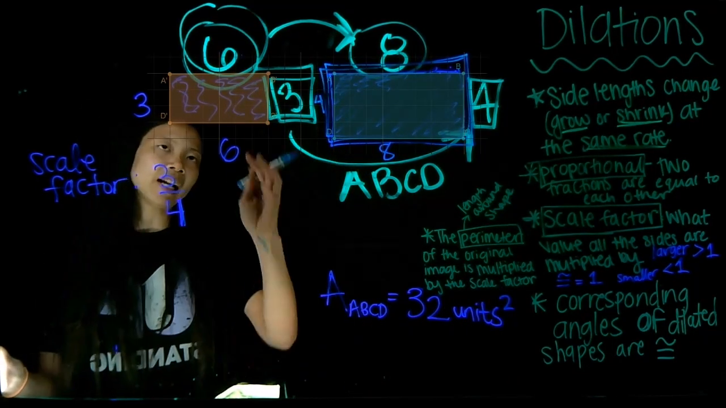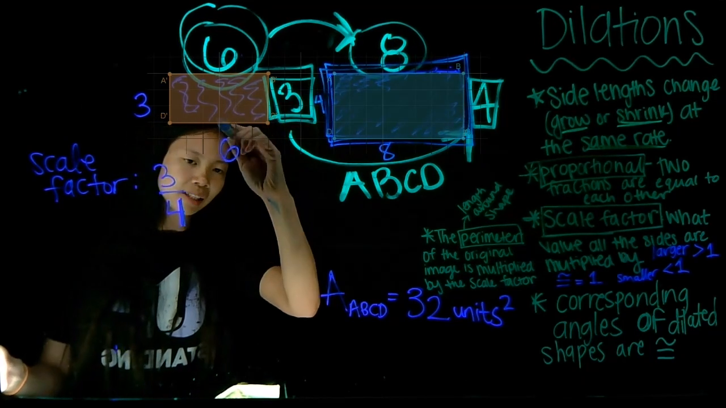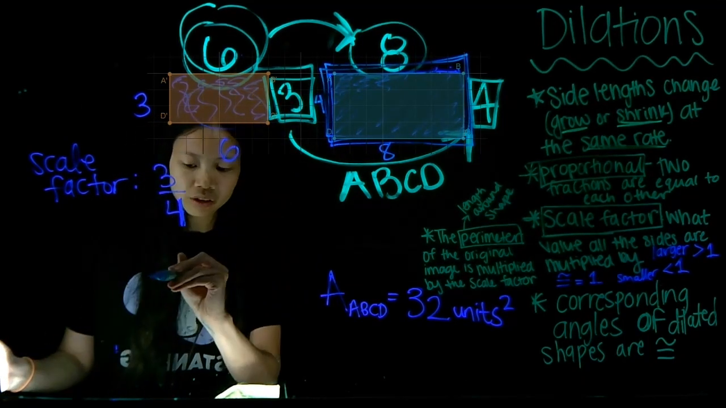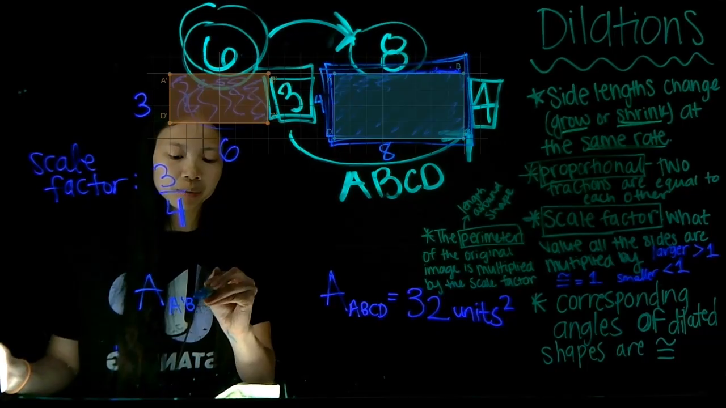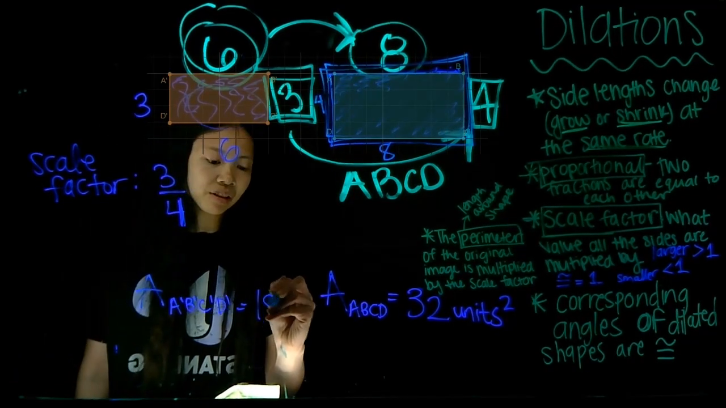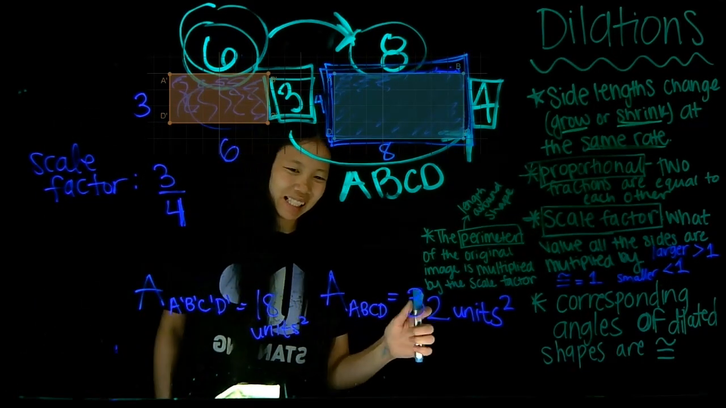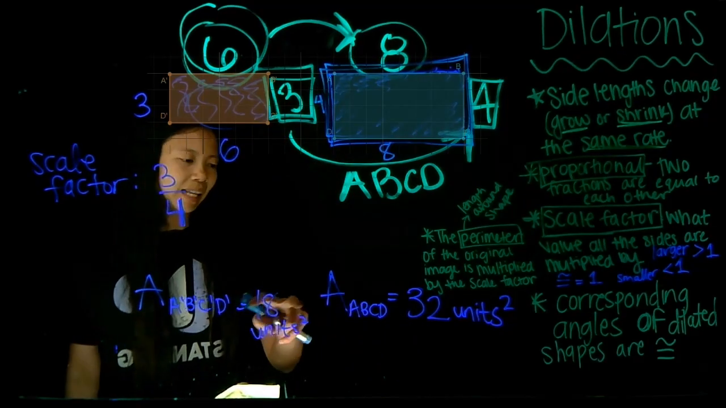All right, let's see if we can find the area of this one. 6 times 3 gives us 18, or there's 18 little squares inside here. So the area of A prime, B prime, C prime, D prime is 18 units squared. Right off the bat, it's probably not easy to tell a relationship between 18 and 32.